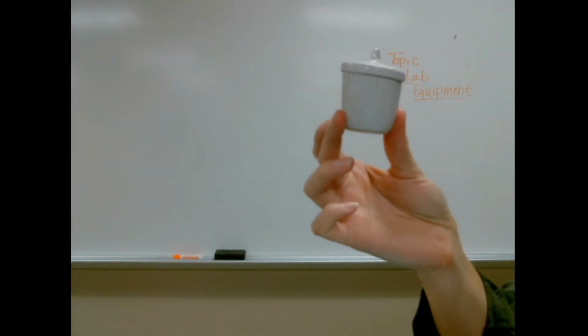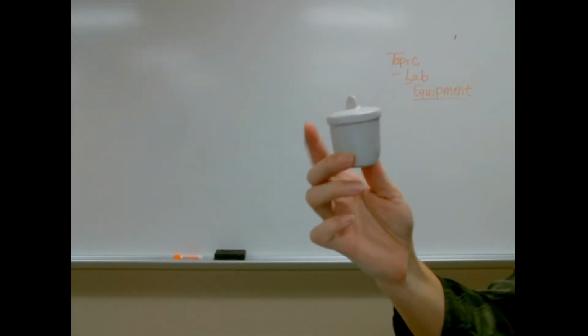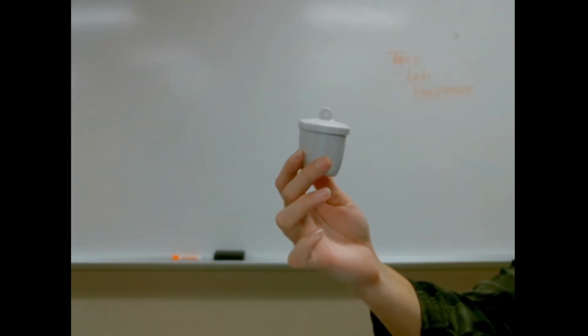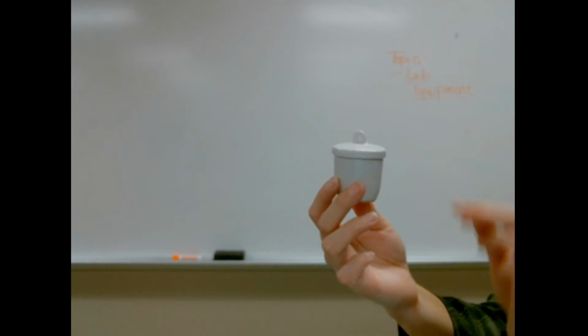Now we have a crucible and a crucible cover. This thing is so little and cute, and it's used to heat small amounts of solids at very high temperatures. Crucible and a cover.